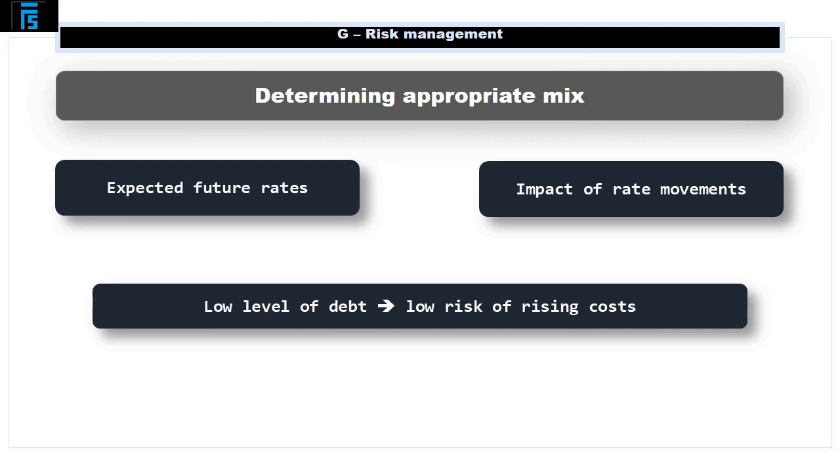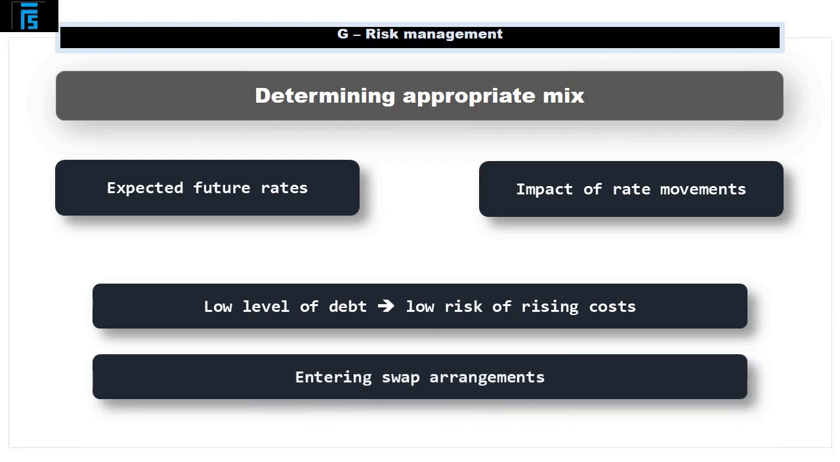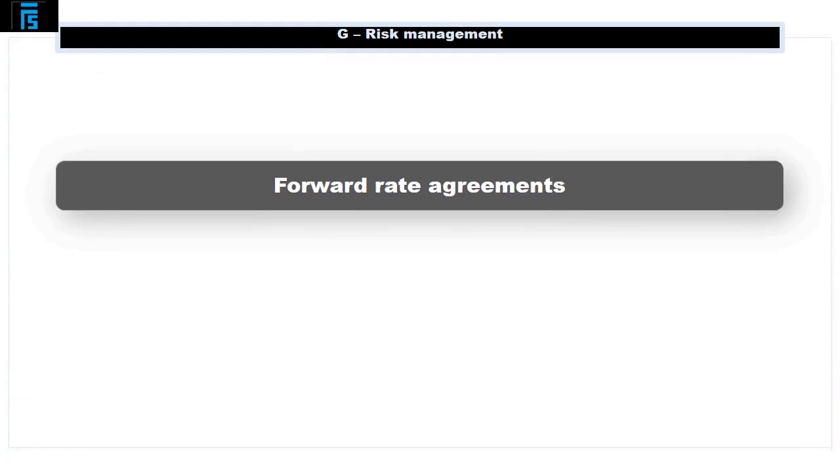A company wishing to change the proportions may consider entering into a swap arrangement, an agreement whereby two companies pay each other's interest rate liabilities. This aspect is not covered further in this presentation.